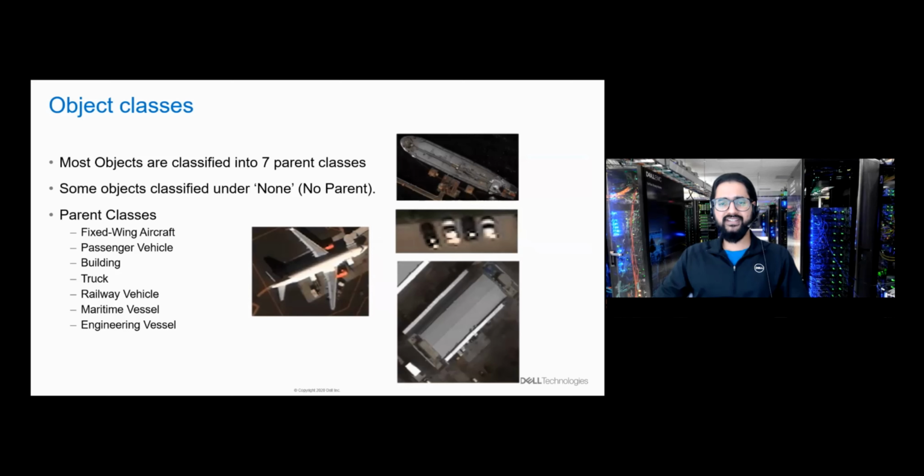The 60 object categories, such as building, bus, container ship, cargo plane, etc., are organized into 7 parent classes: fixed wing aircraft, passenger vehicle, building, truck, railway vehicle, maritime vessel, and engineering vessel. Most of the objects in the dataset belong to these 7 parent classes.